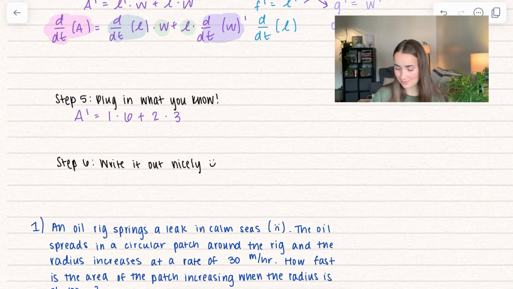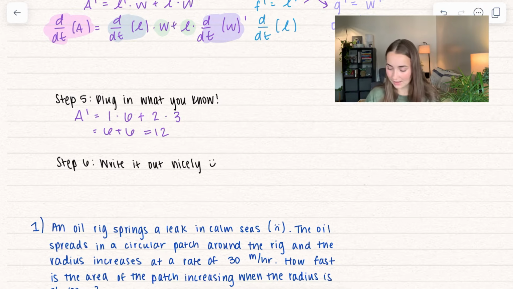Alrighty, so I'm going to go ahead and perform that math. This becomes 6 plus 6, which is equal to 12. And so our last step is to write it out nicely. So here I would write it out.